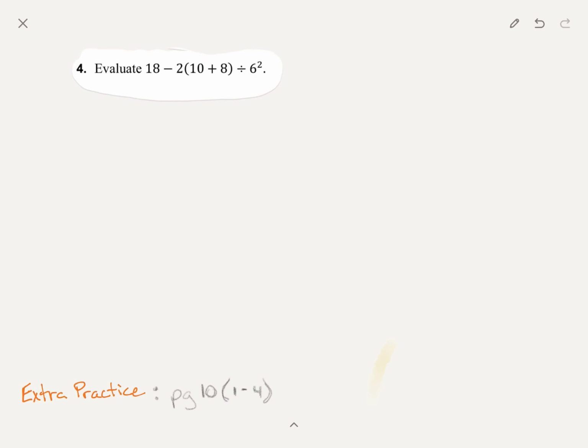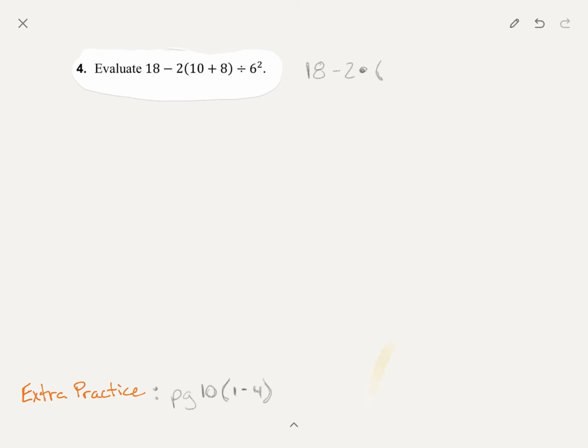Okay, and the last one I want to do for this video is evaluate expressions. So for this problem right here, it is 18 minus 2 times (10 plus 8) divided by 6 to the second power. Now, one thing we talked about in class is this 2 by the parentheses may be a little confusing because we're not used to seeing that. That means multiplication.